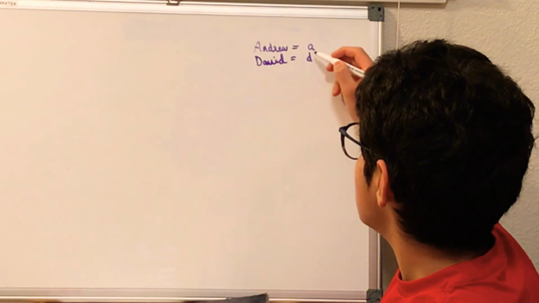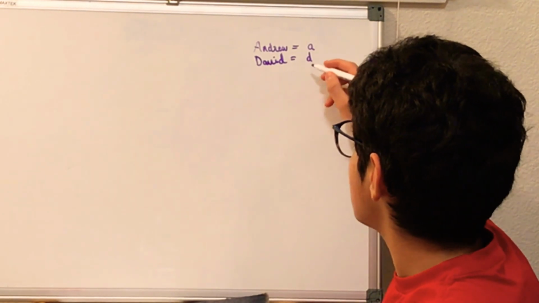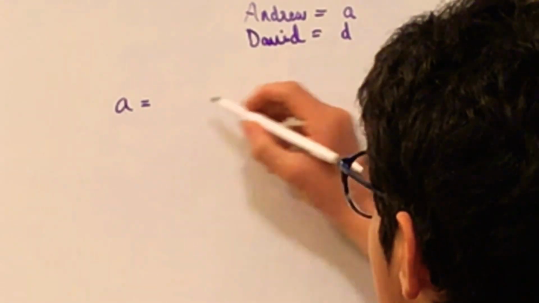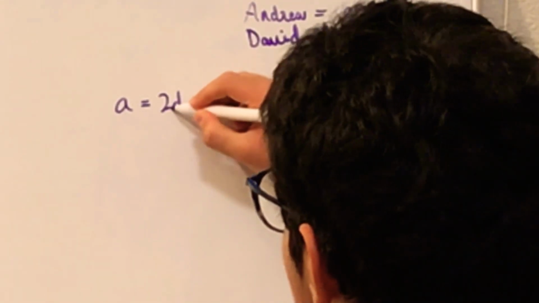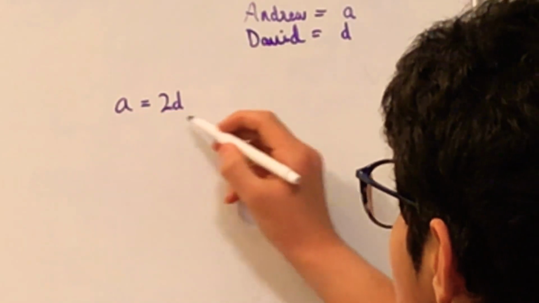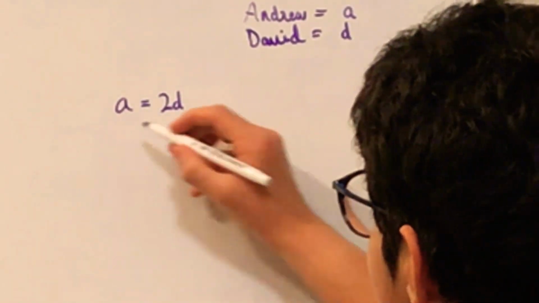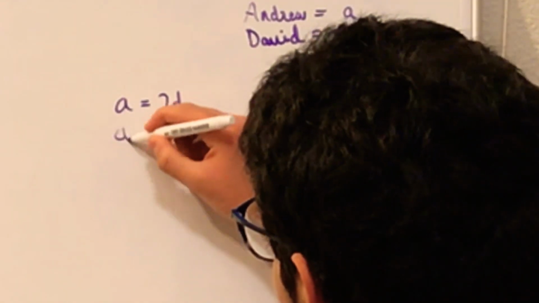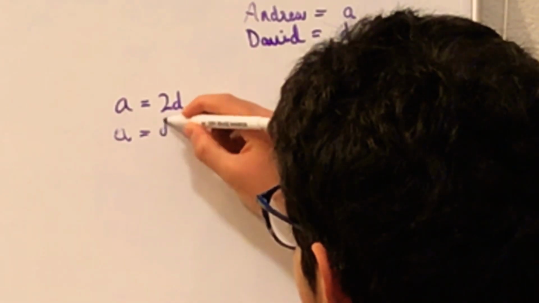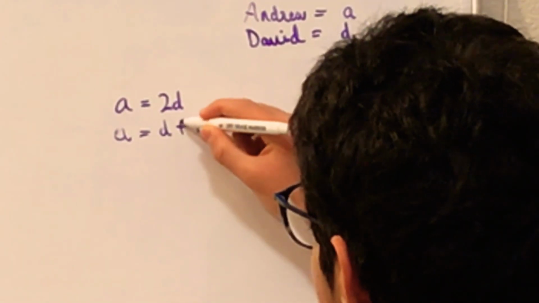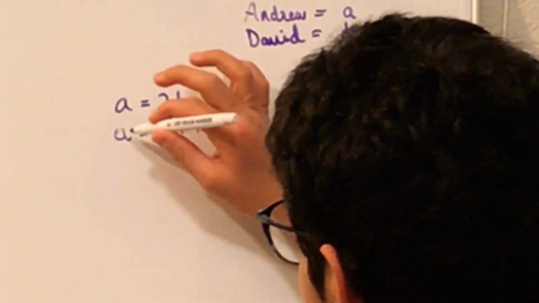Since Andrew is twice David's age, to make an equation, Andrew equals 2D, right? Because when you multiply David's age by 2, then you get Andrew's age, not 2A equals D. And similarly, since Andrew is 9 years more than David, David needs to be 9 years older to be equal. So D plus 9, David's age plus 9, is equal to Andrew's age.